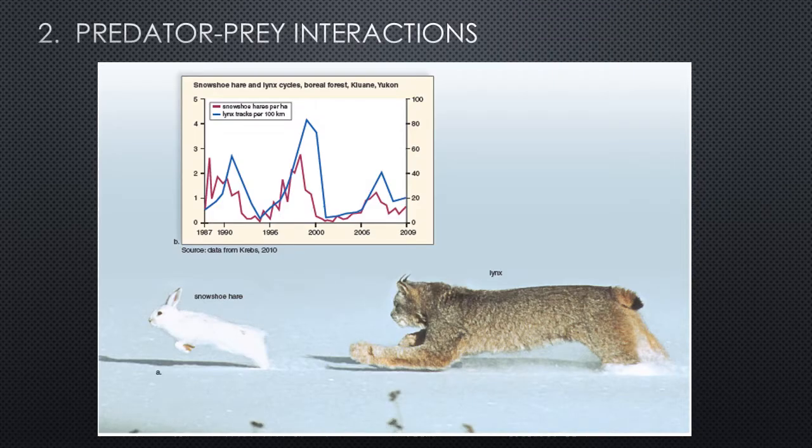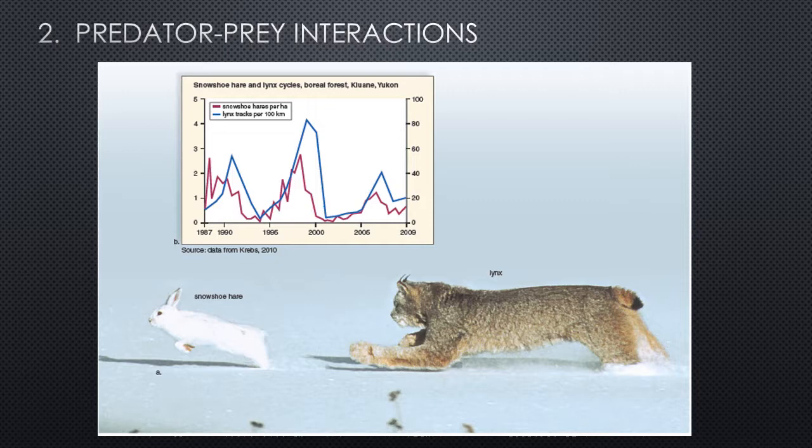Okay, the second biotic factor is predator-prey interactions. And this is something you are probably all familiar with. Snowshoe hares and the Canadian lynx are a prime example. And so their population density is dependent on one another. So if there's a decline in the available prey, then the predator population will decline. And vice versa can also be true as well. If there's a large amount of predators, then the prey population may not survive.